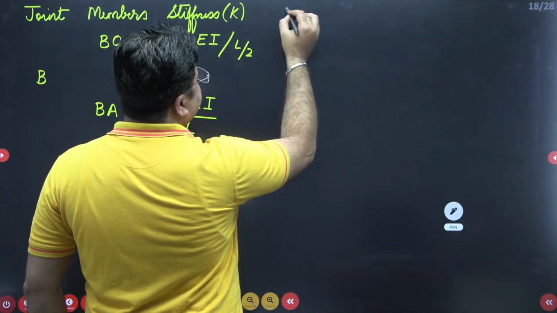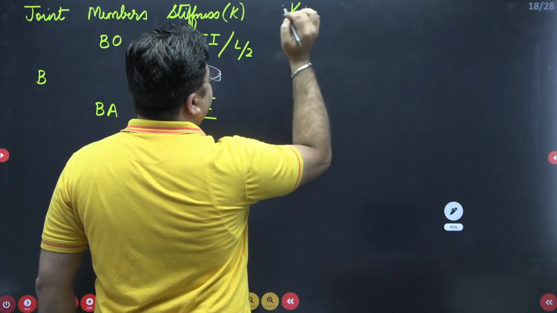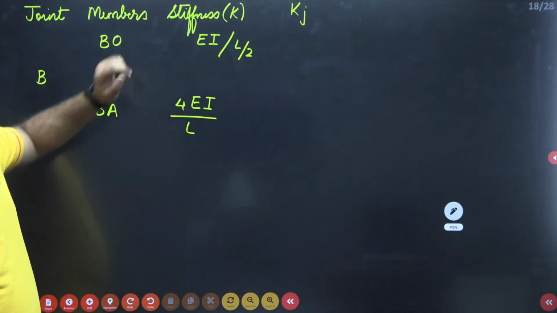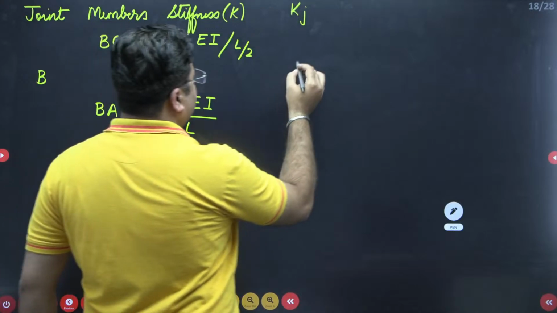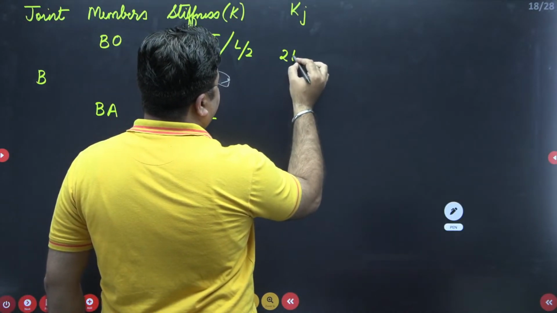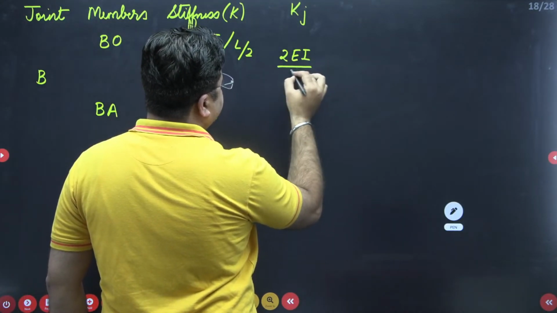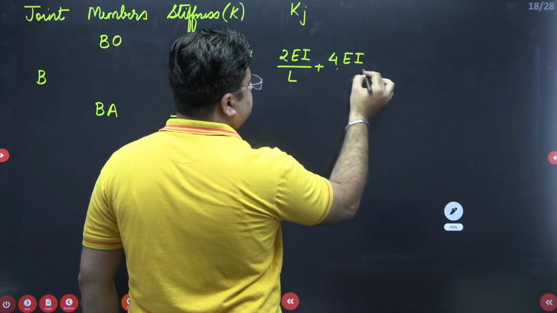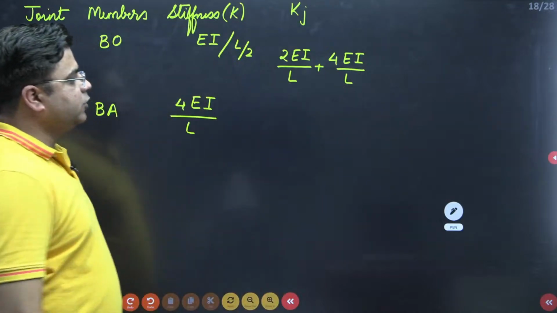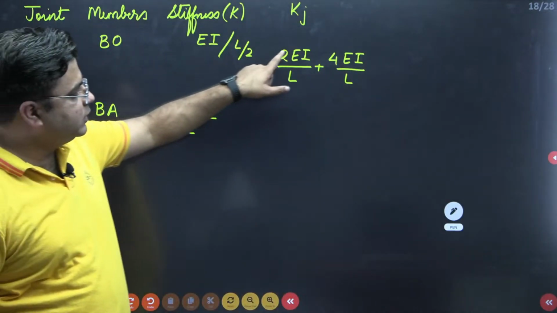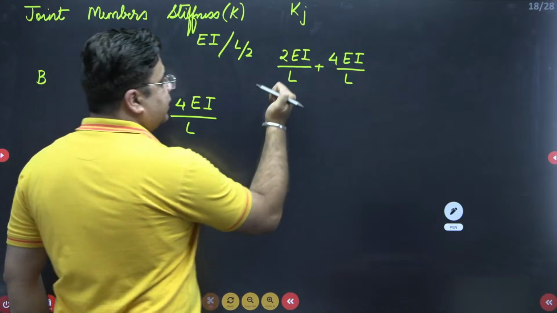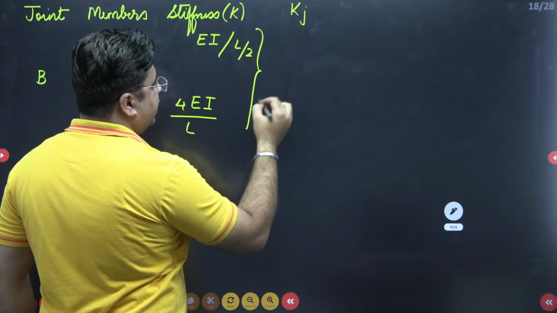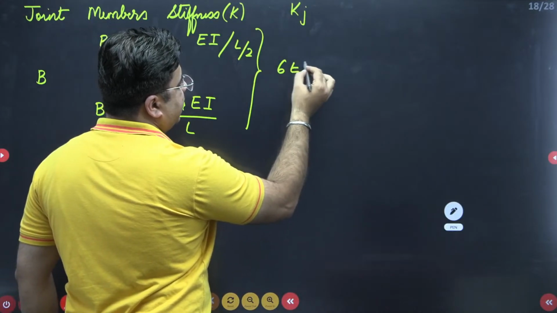The next step is calculating the stiffness of the joint. The stiffness of the joint is simply the sum of the stiffness of all the members meeting at the joint. So this is equal to 2 EI by L plus 4 EI by L. When you calculate this, you can easily identify that this is 6 EI by L. So the stiffness of the joint is 6 EI by L.